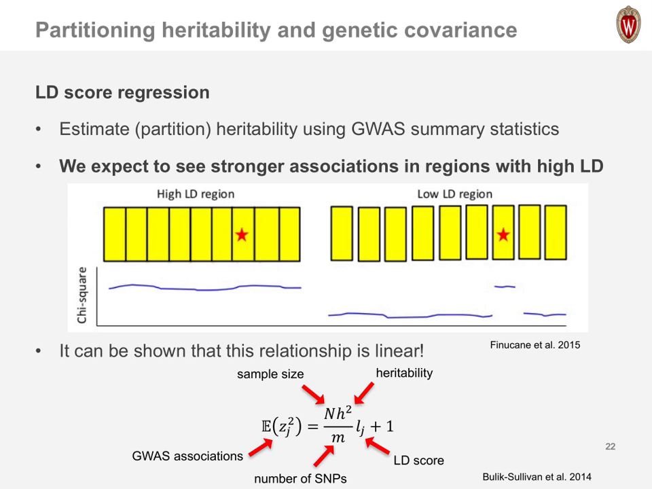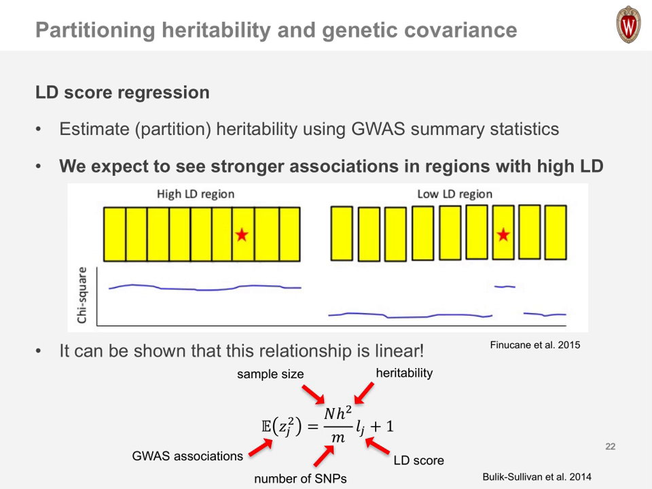The whole point of LD score regression is that you actually expect to see stronger association in a region with high LD. The intuition for that is that if you just randomly throw 100 causal SNPs in the genome, a region with high LD is more likely to just tag one of the causal variants, right? So let me know if this is unclear, but I think it's an intuitive idea.